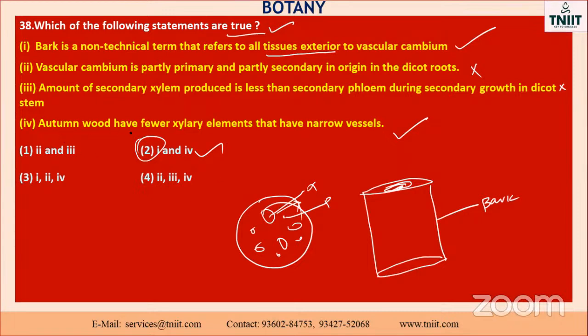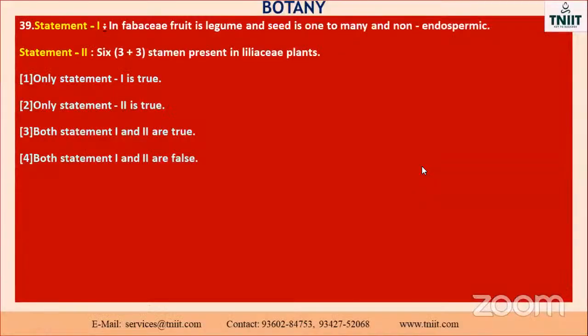And the last one, autumn wood would have fewer xylem elements that have narrow vessels. Yes, it is also correct. Already you studied autumn wood and also spring wood. Depends upon the xylem elements only. So this one is correct, and the remaining two are also wrong statements. What is the next one?